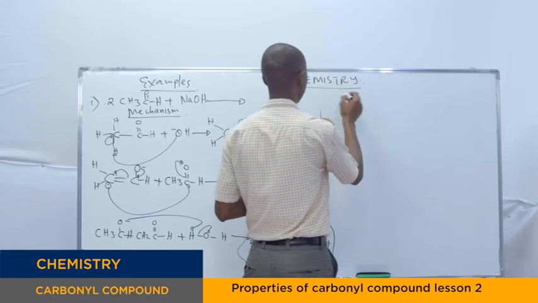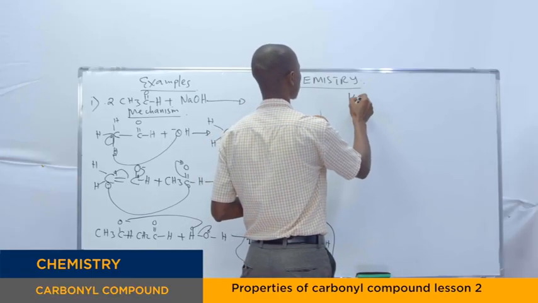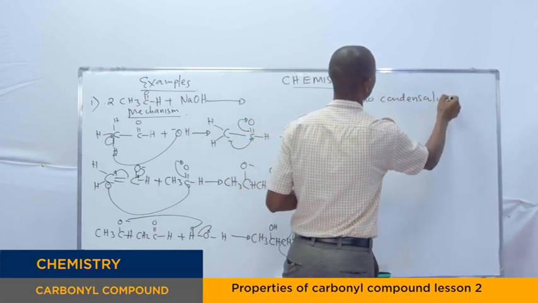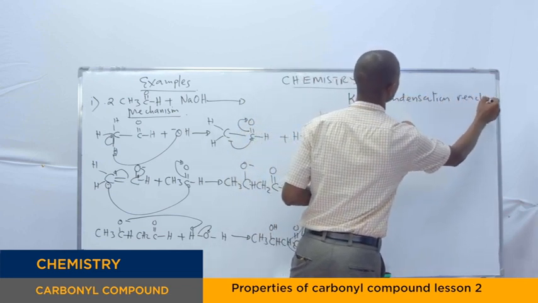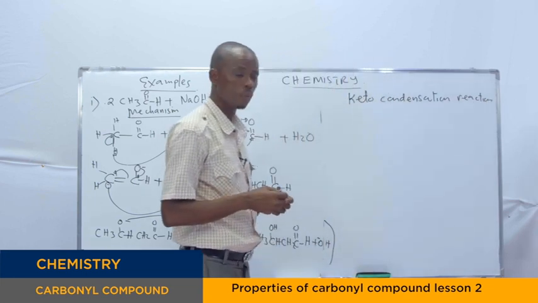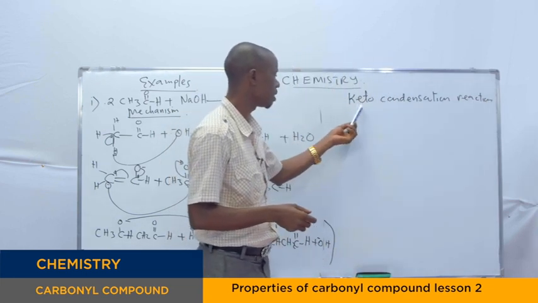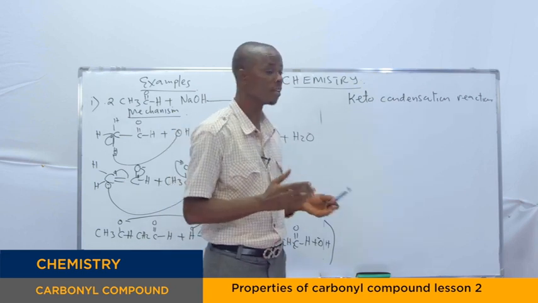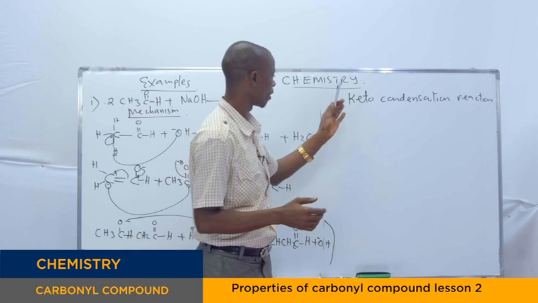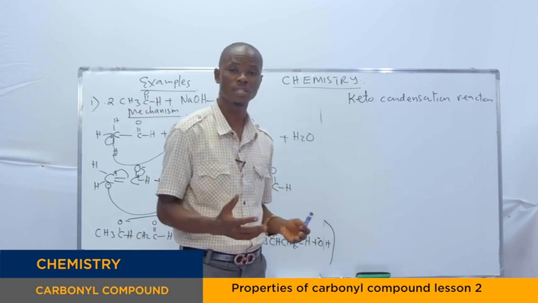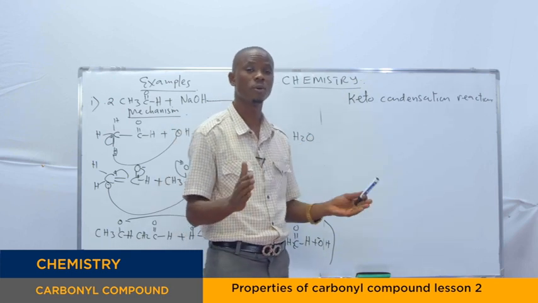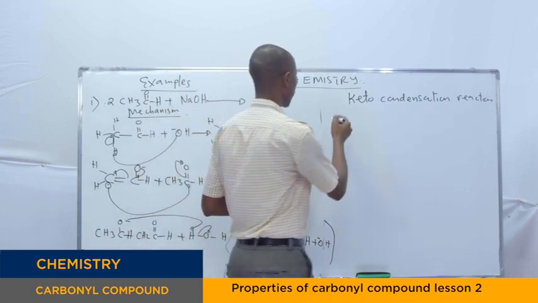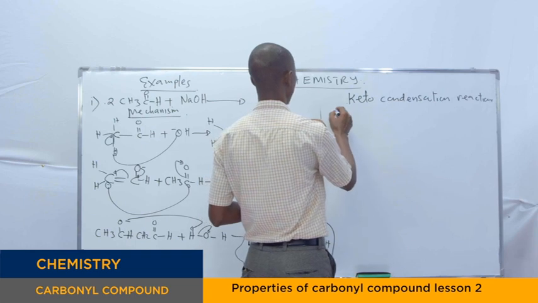Now, my dear student, let's go to the keto condensation reaction. When you talk about the keto condensation reaction, that means ketones with alpha hydrogen atoms are the ones which are involved. They react with alkaline solution, that is sodium hydroxide, to give a compound which contains both groups, a hydroxyl group and a carbonyl group. We can see some examples.